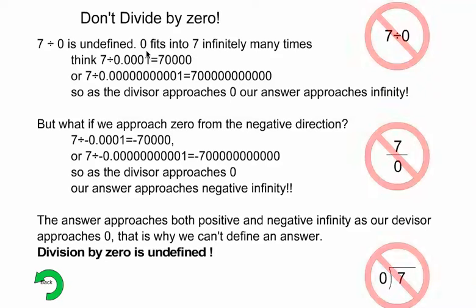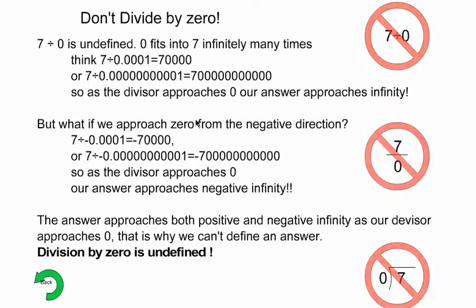This is the explanation for it. You can think of it this way. If you're looking at 0 as though you're approaching 0 from the positive end, you're saying, okay, this number, 0.0001, is really close to 0. 7 divided by this number is 70,000. And 7 divided by an even smaller number, closer to 0, gives us an even bigger result. So as the divisor approaches 0 from the positive end, our answer approaches infinity.